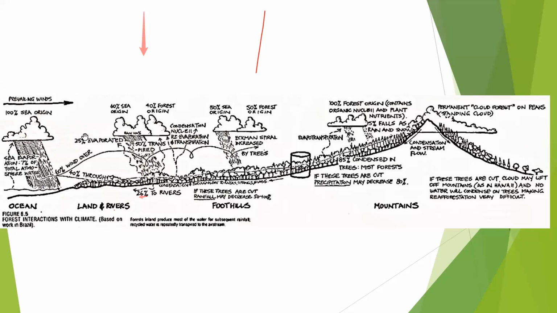As the rainfall moves over the landscape and starts to fall, some of that water is going to find its way into rivers, 26% according to this, and find its way back into the sea again. Whereas at least 25% of the water will be re-evaporated and 50% transpired by the trees. So what this part of the diagram is saying is that only about a quarter of the rainfall that lands on these lower slopes goes back to the rivers.